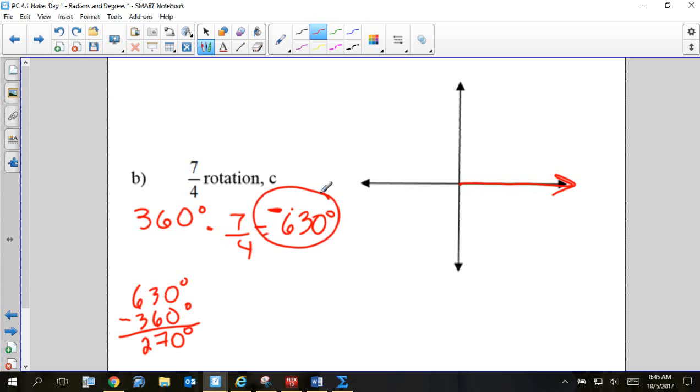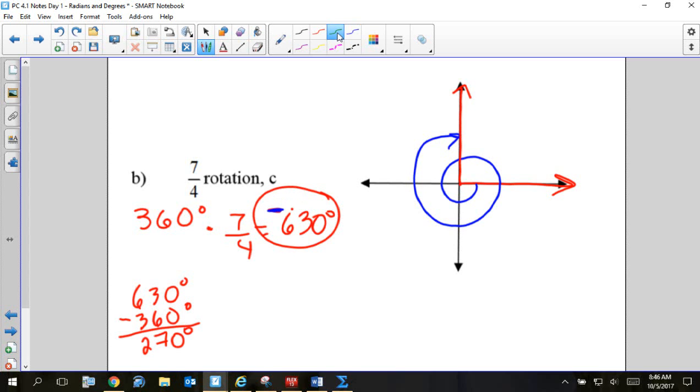I'm going to draw it. Go all the way around once, and then go 270 degrees more. So I put an arrow that shows the direction that I rotated. And then make sure you have that negative if you are going the other way.